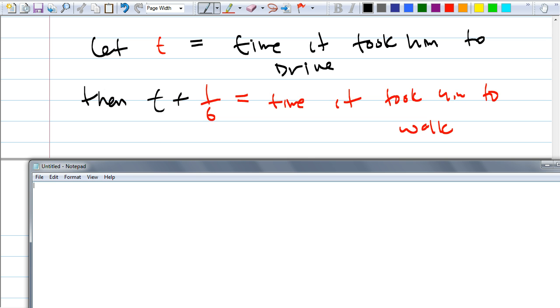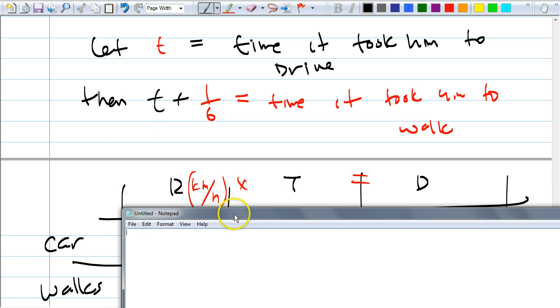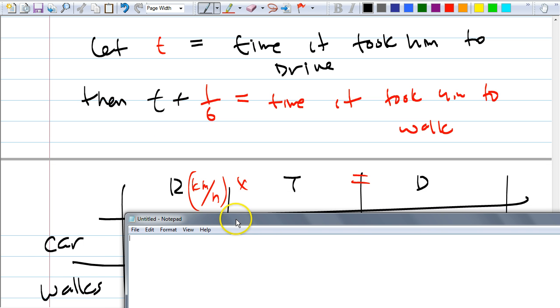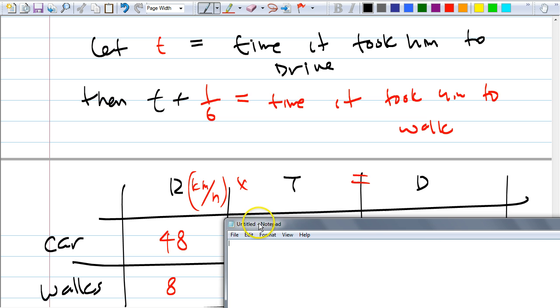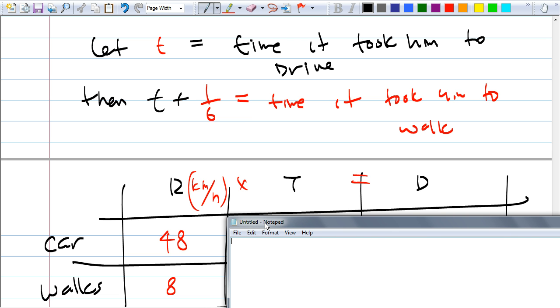All right, so can you then fill in the charts here? Who could tell me the rate for the car? Yes, Matthew? For the drive it is 48. And walk is 8. There you go, 48 and 8. Although on your worksheet it looks like 4.8, doesn't it? It's 48.